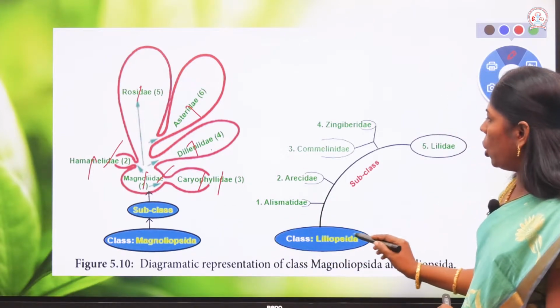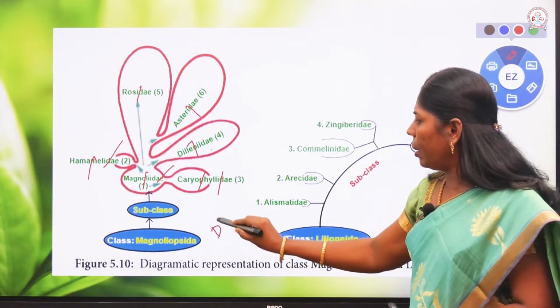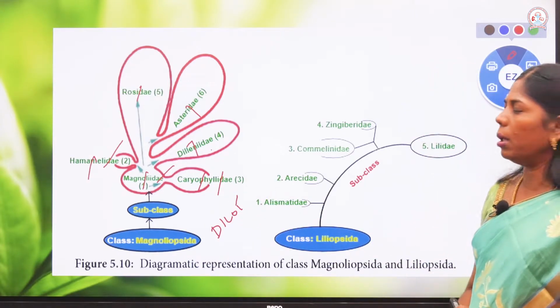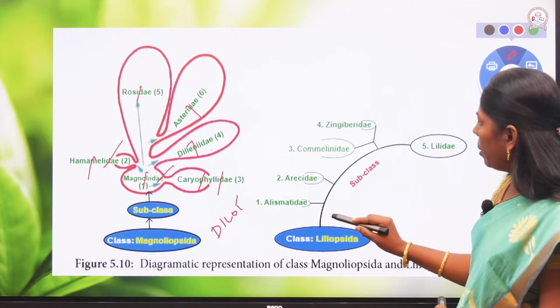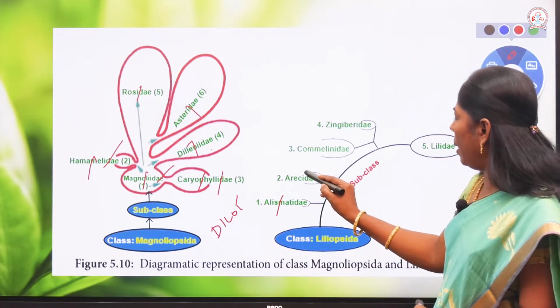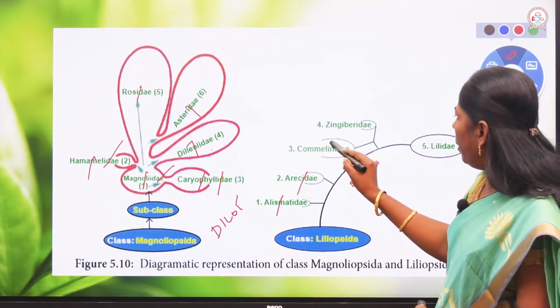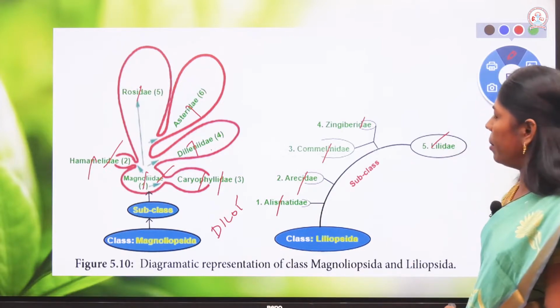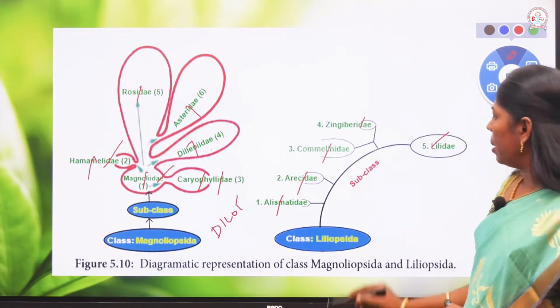And next one is Liliopsida. Magnoliopsida is the dicot. Another one is Liliopsida, the monocot family. So in the monocot, there is Alismatidae, Arecidae, next Commelinidae, Zingiberidae, Liliidae. So these are all the subclasses in the Liliopsida.